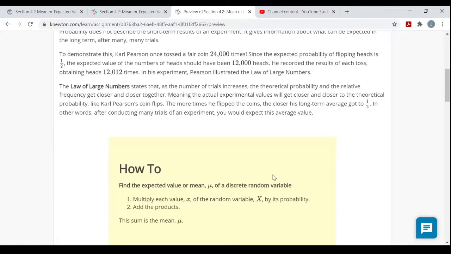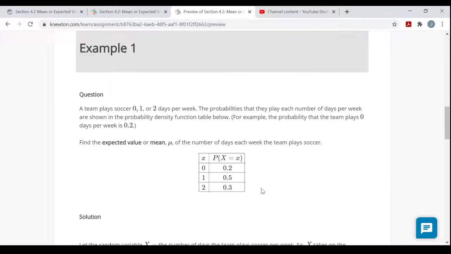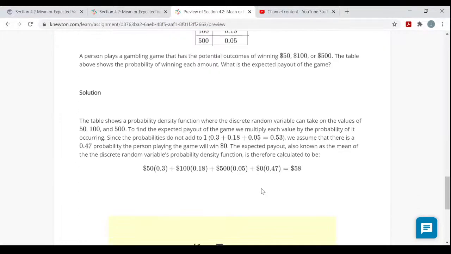All right. And I already told you how to calculate expected value, and they go through an example here. I'm not going to do this. So let's just get to a question.